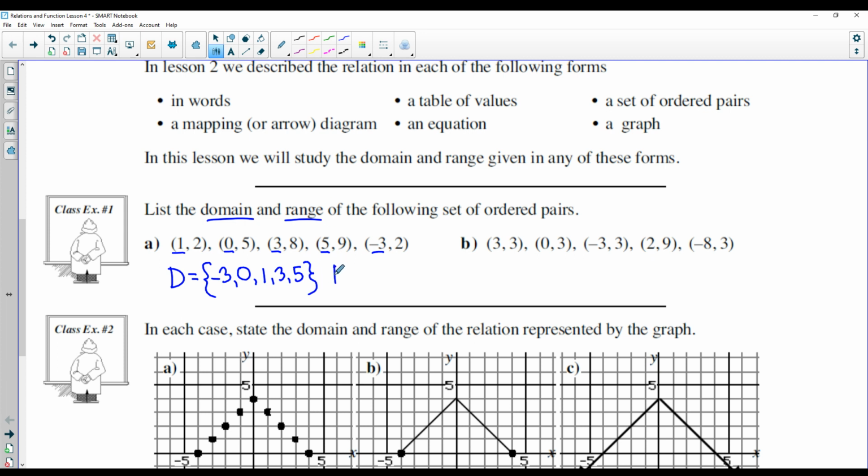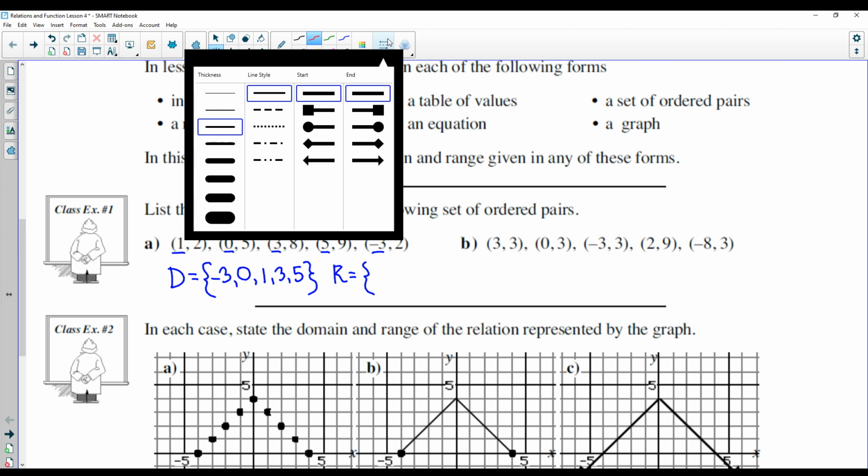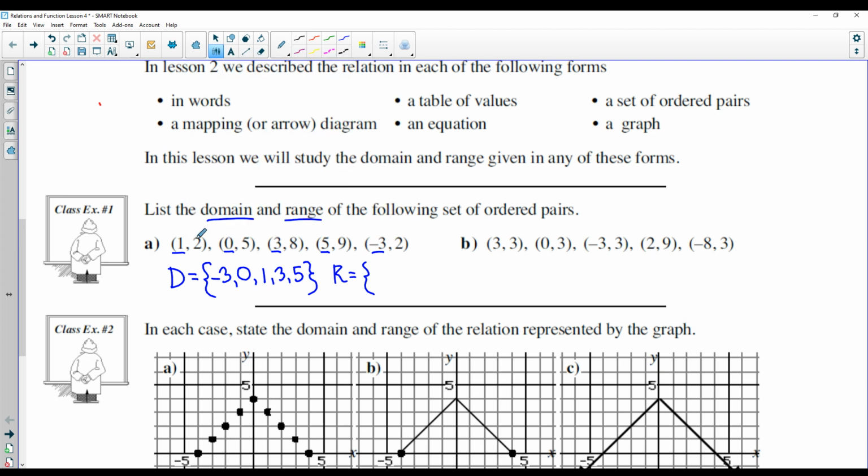Your range represents all of the possible output or y values in a particular relation. So if you look at these, all my possible output values are: 2, 5, 8, 9, 2 again. And what I want to do for the range, which is all my possible y values, is again write them in ascending numerical order. Now, I should point out that 2 repeats twice.